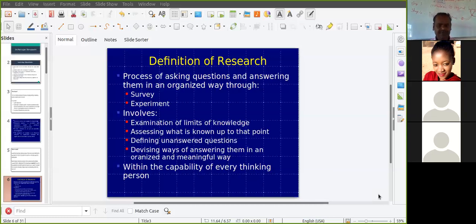It involves examination of the limits of knowledge, then assessing what is known up to that point, then defining unanswered questions, then devising a way of answering them in an organized and meaningful way. These are all the different ways, but as a researcher, you are the one who is going to define what research is based on your experience, within the capability of every thinking person.